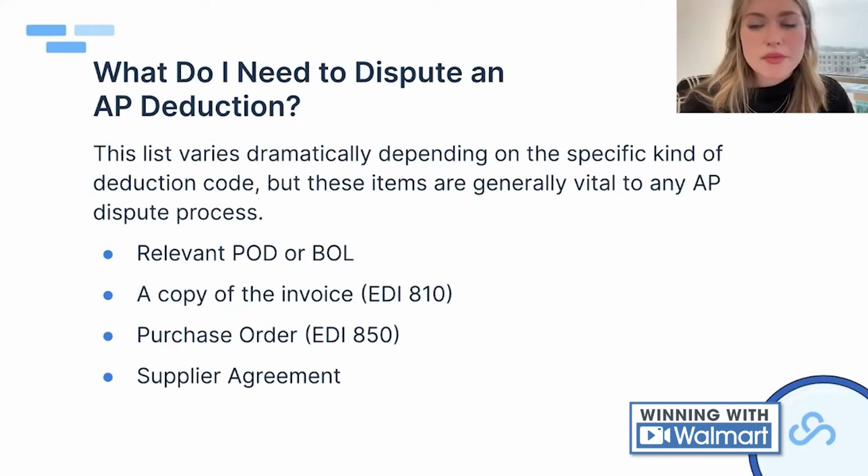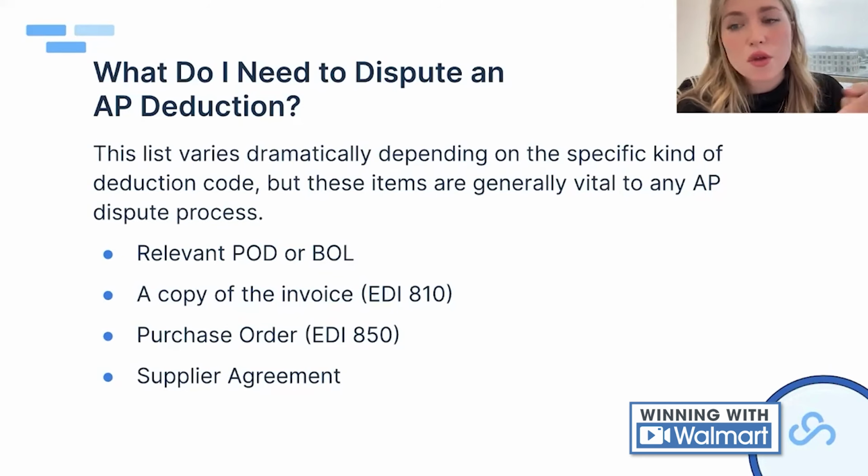But generally, this is what we suggest including with pretty much every deduction that you're receiving if you want to dispute it. Any of those shipping documents that you have, so that proof of delivery, which is also called a POD, or the BOL, the bill of lading, if that is relevant to the code, which again, short shipping, that's going to be the most relevant. You're going to want to include a copy of the invoice. That is going to be the EDI document 810.